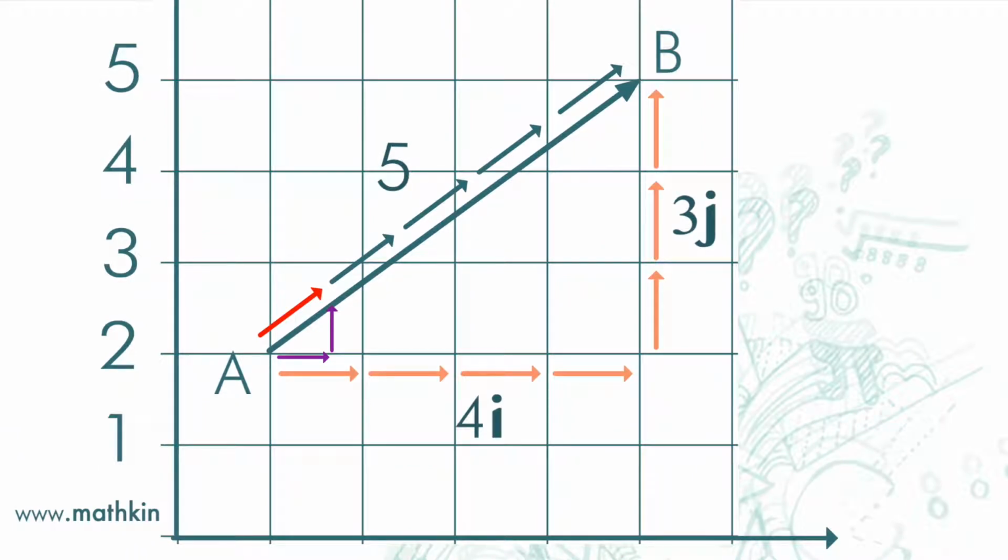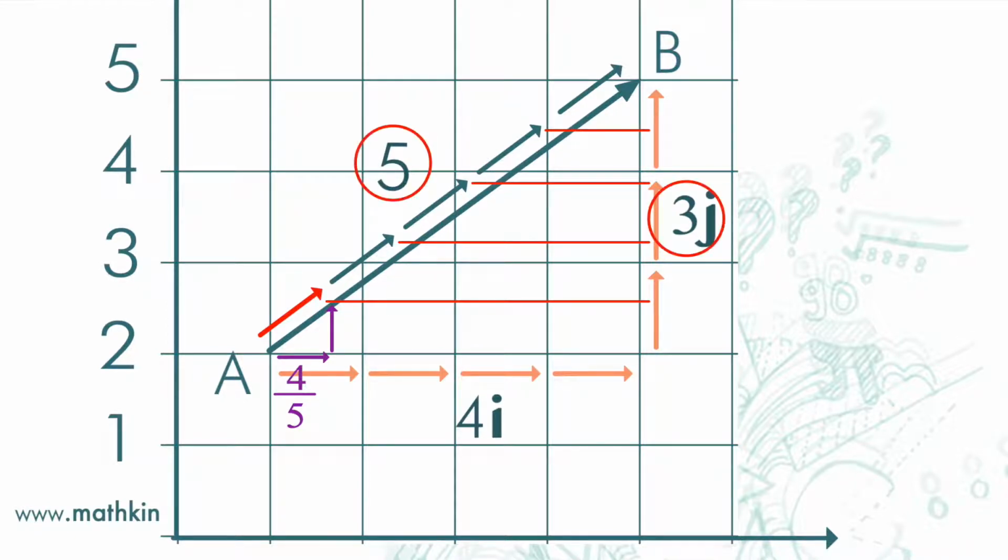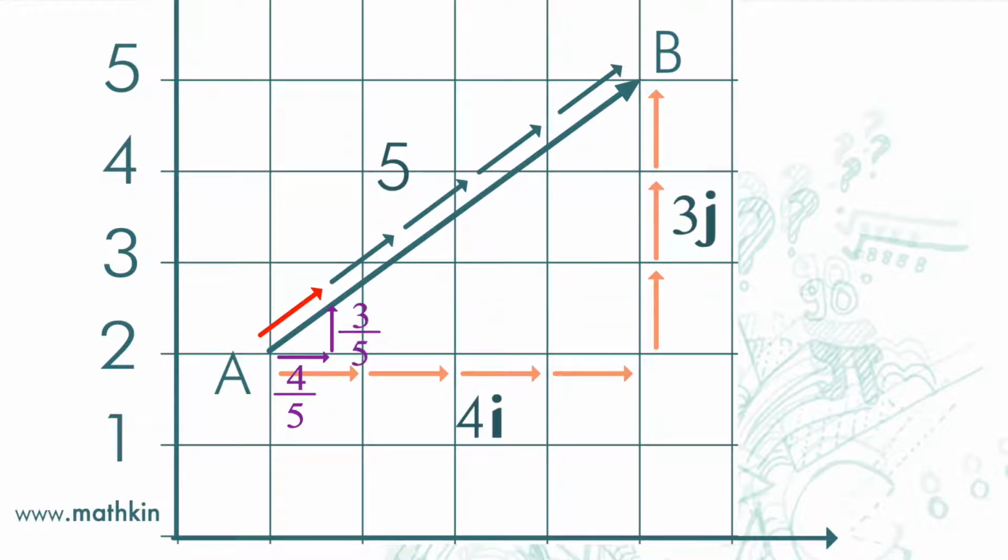The magnitude of this horizontal vector is 4 divided by 5. And the magnitude of this vertical vector is 3 divided by 5. So we have 4 over 5 i and 3 over 5 j, where 5 is the magnitude of the vector.